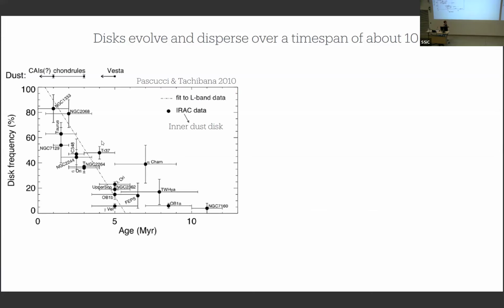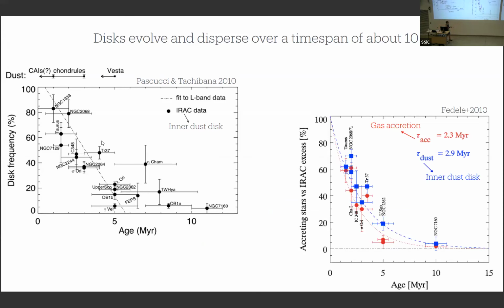So we know that disks evolve and disperse over a time span of about 10 million years. And we know that both from observations tracing the infrared excess that you can see here as a function of age in different star-forming regions, and we know also from the rate of accreting stars as a function of age that also declines with time.